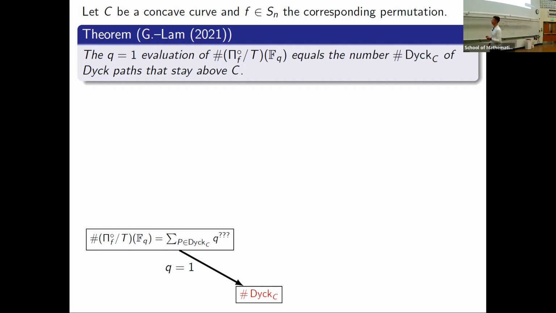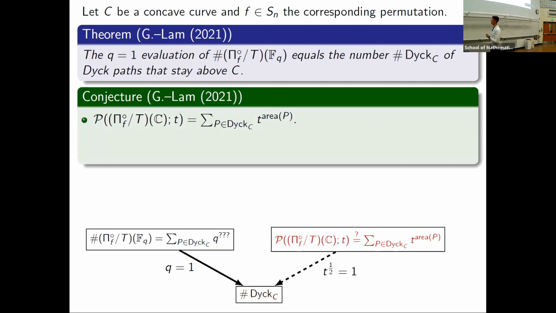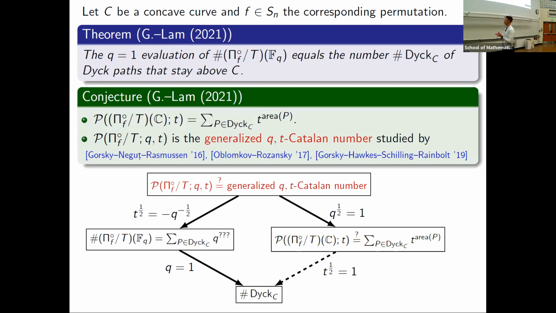And then conjecturally, we have a guess for the Poincare polynomial. That's just the sum of T to the area over the corresponding Dyck paths. And we even have a guess for the thing at the top, the mixed Hodge polynomial, and we have a lot of data for that. It is just the generalized q,t-Catalan number that Eugene mentioned yesterday. Remember, there was a gigantic summation over standard Young tableaux in his slides yesterday. So conjecturally, the mixed Hodge polynomial is given by those generalized q,t-Catalan numbers, but we don't know how to prove it.